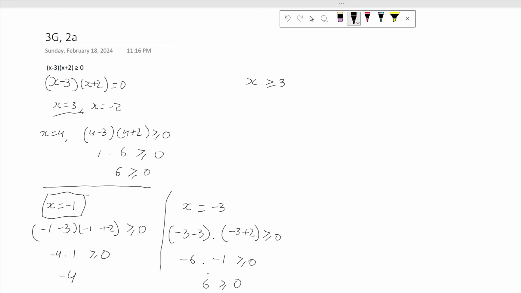So we know the second set of values for which this inequality will be satisfied is x less than or equal to −2. So for these values, our inequality will be satisfied. That's all for this.